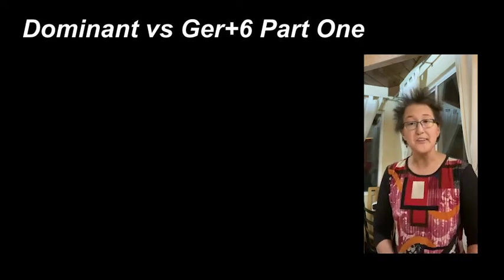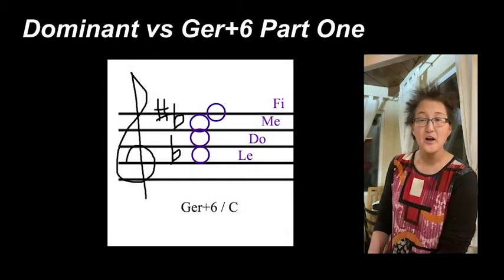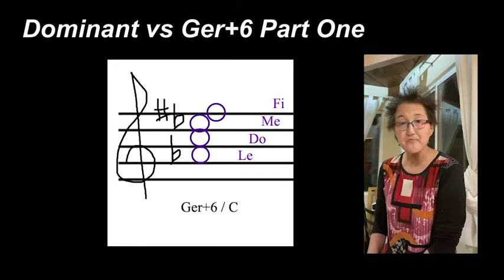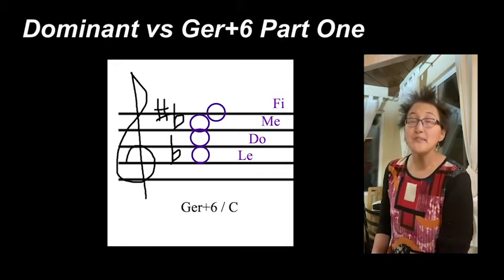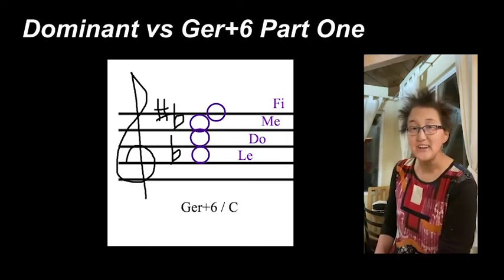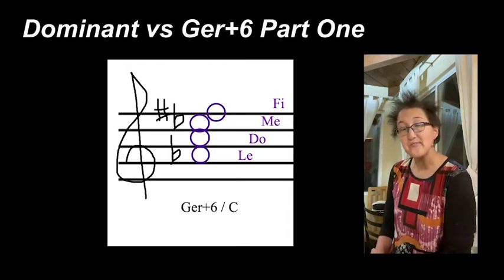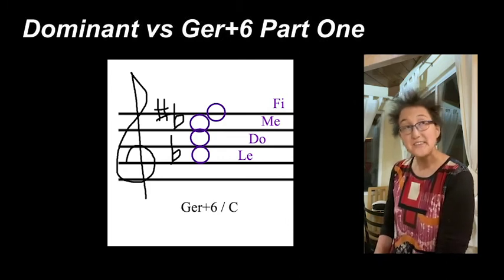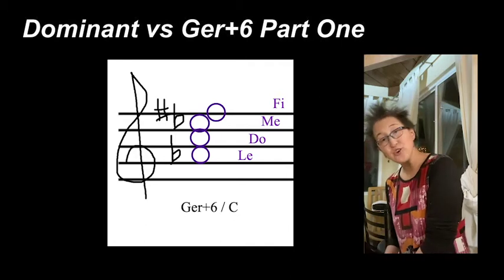And the German augmented 6 is made up of flat 6 or Le, tonic or Do, flat 3 or Me, sharp 4 or Fi. And A-flat is the flat 6 of C. Therefore, the spelling of this would be A-flat as Le, C as Do, E-flat as Me, and F-sharp as Fi.